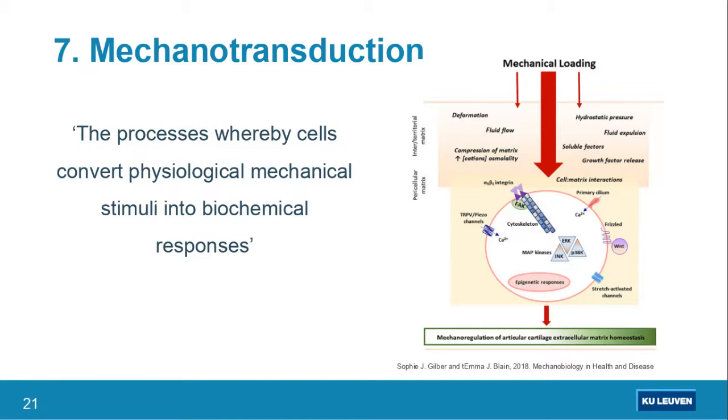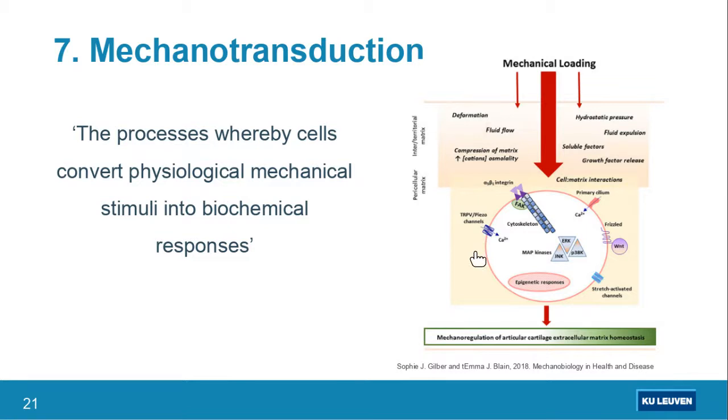So for example, if we have here this schematic representation of a chondrocyte, if we apply mechanical loading, this is going to cause the deformation of the matrix, the deformation of the cells, and also changes in the fluid flow, ion concentrations, etc. All these changes are going to be perceived or felt by different mechanosensors or receptors that are present in the membrane of the chondrocytes.